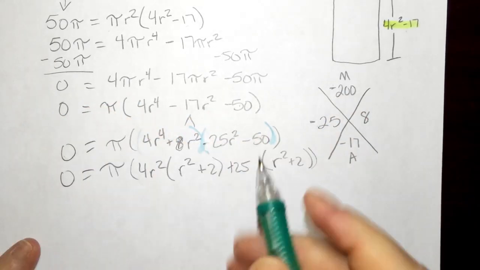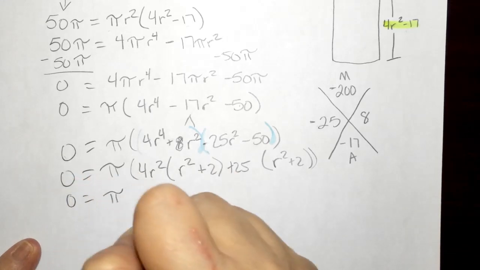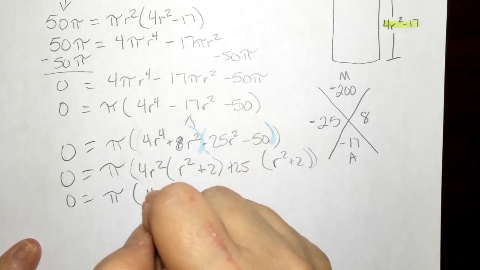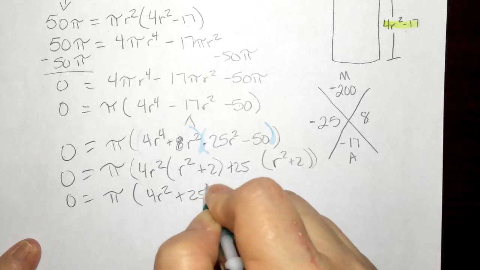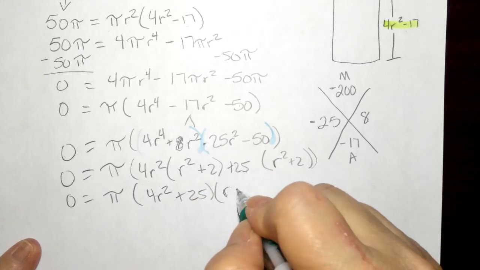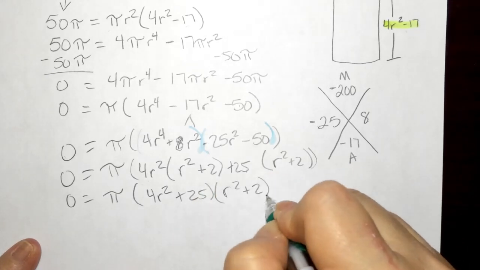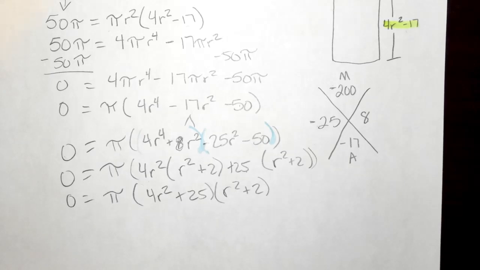All right, so now this gets rewritten. Remember, we take this term and this term, so 4r squared plus 25, and then we have r squared plus 2. All right, and now we're just going to set them all equal to 0. We do not care about the pi. Sorry, didn't mean to skip a step.